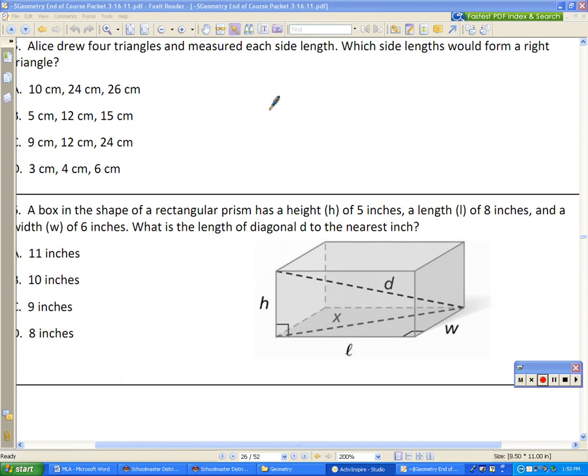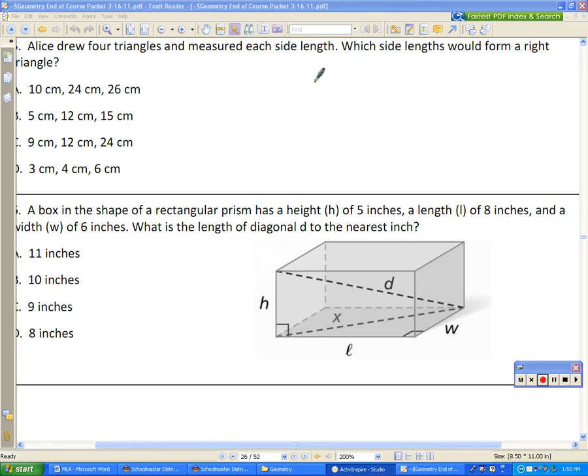Well, let's see if you're right. 9 squared is 81, 12 squared is 144, and 24 squared is 576. Does 81 plus 144 equal that? Nope. So, sorry, Alice does not want to hang out with you. You're going to go with B, 5, 12, 15.